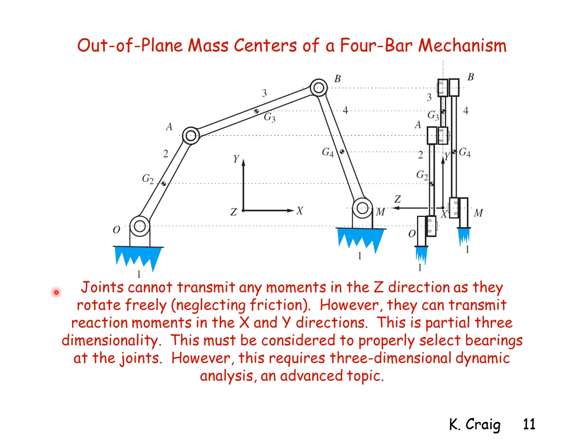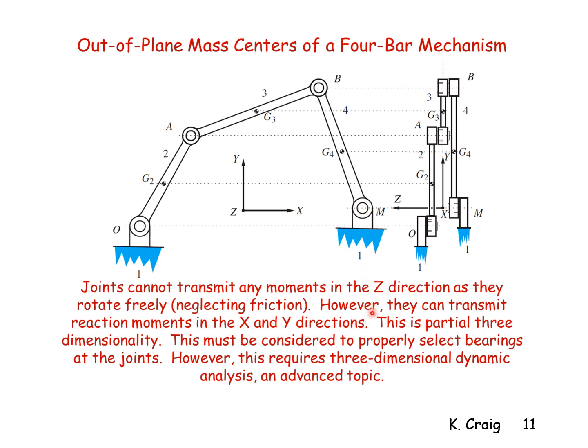So the observation we make is that these joints at O, at A, at B, and at M cannot transmit any moments in the Z direction as they rotate freely, neglecting friction. So here we have pure rotation about axes perpendicular to the plane of motion at O, at A, at B, and at M. These are revolute joints.